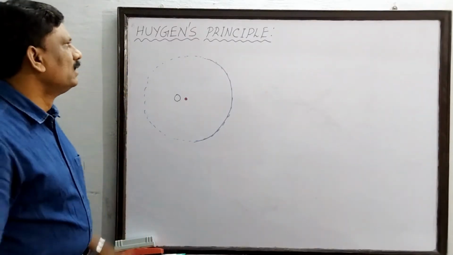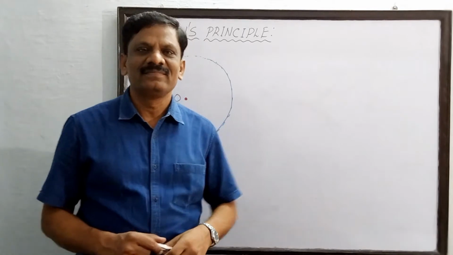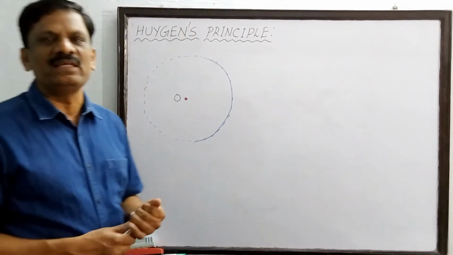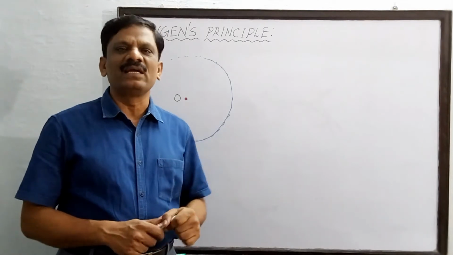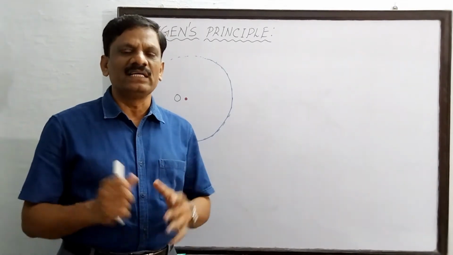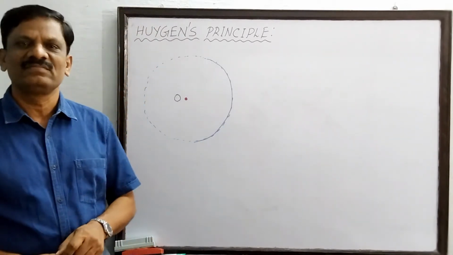Hi students, now we are going to explain Huygens principle. This Huygens principle is actually based on a geometrical construction, very easy to understand. For that I am going to consider an example of a spherical wavefront.